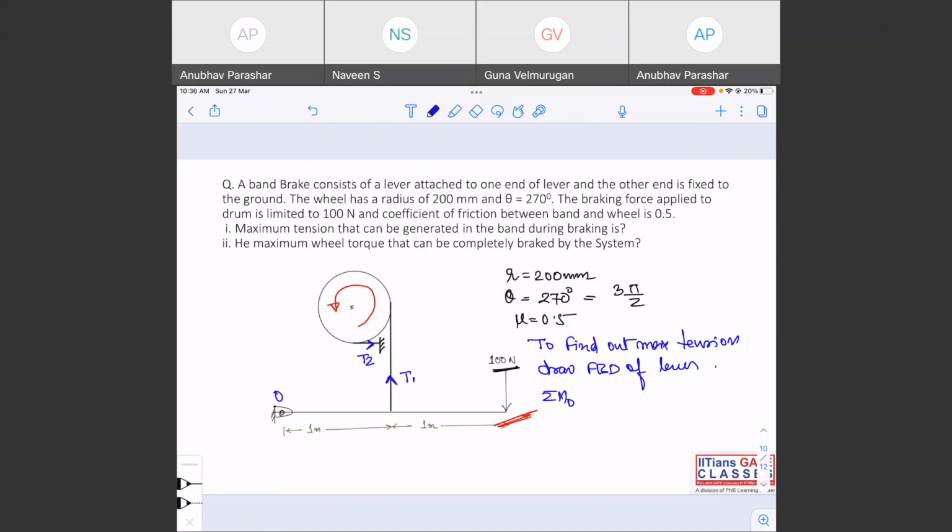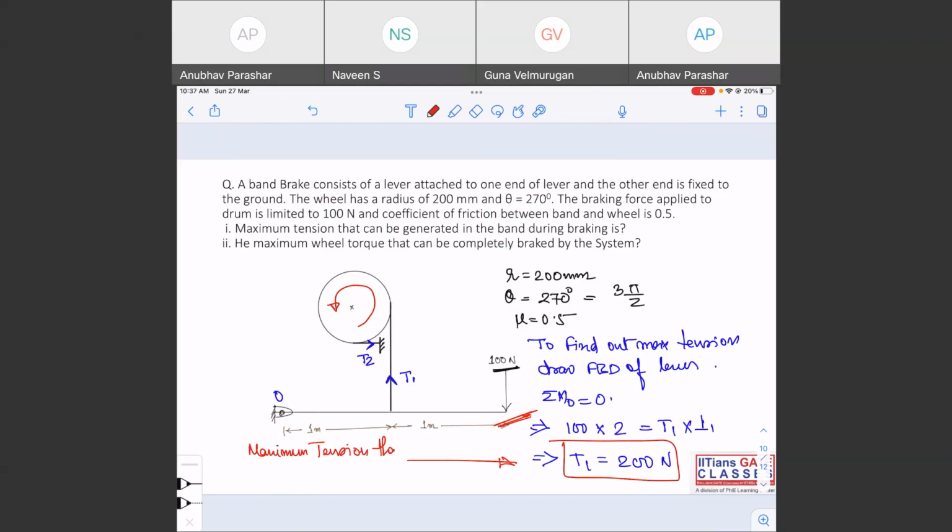If you take summation of moment about point O equal to 0, I can directly say 100 into 2 meter should be equal to T1 into 1 meter. So from here you can find the value of T1 is equal to 200 Newton. This is the answer of the first part. This is the maximum tension that can be generated.